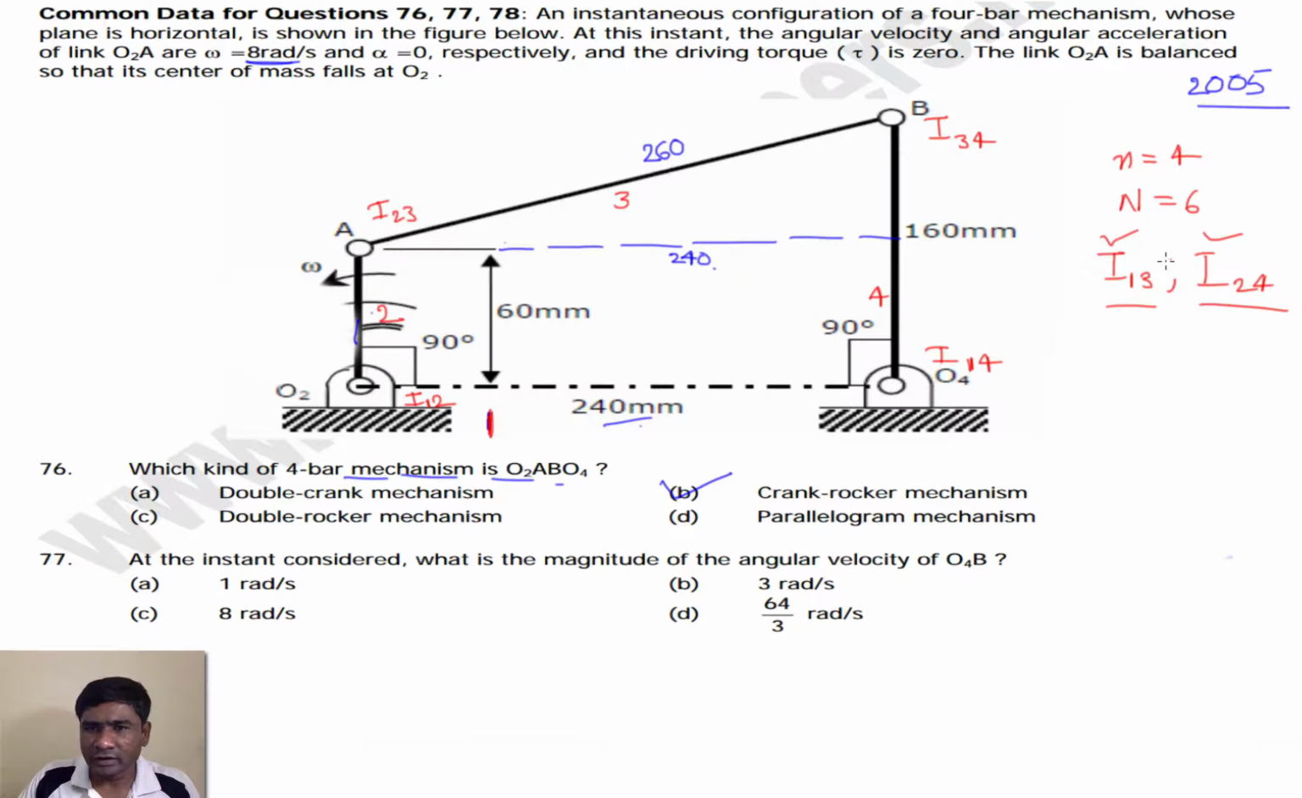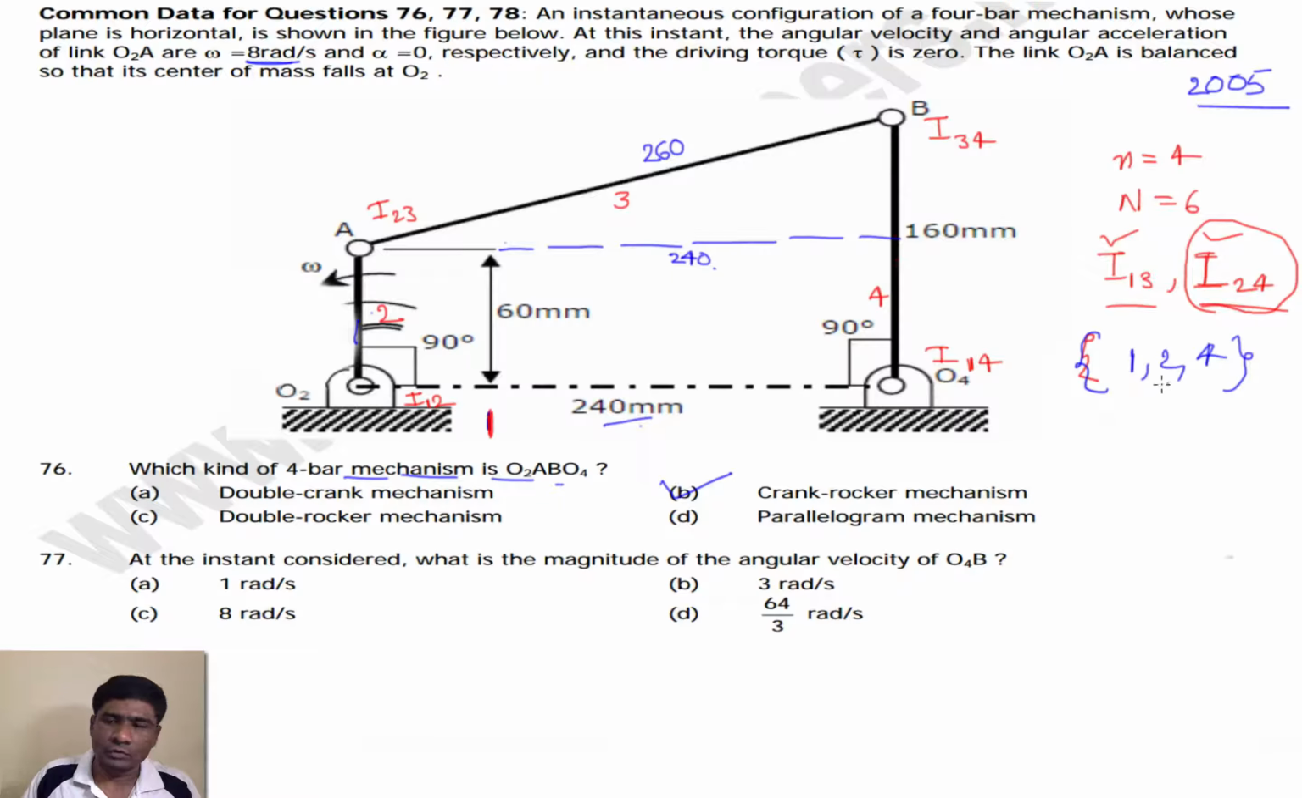Here we need to identify I24 because we need to find the angular velocity of link 4. The instantaneous center that has link 4 is I24. But in the previous cases we identified I13 depending on our application. So how to identify I24? We take two sets of links. First, 1, 2 and 4.